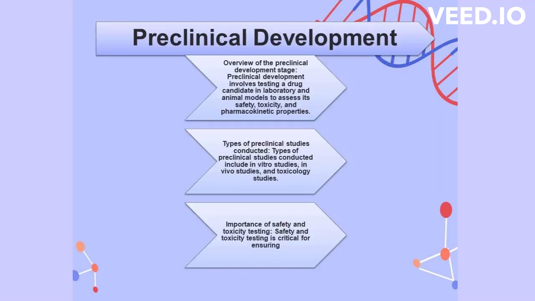Preclinical development involves testing a drug candidate in laboratory and animal models to assess its safety, toxicity, and pharmacokinetic properties. Types of preclinical studies conducted include in vitro studies, in vivo studies, and toxicology studies. Safety and toxicity testing is critical for ensuring.